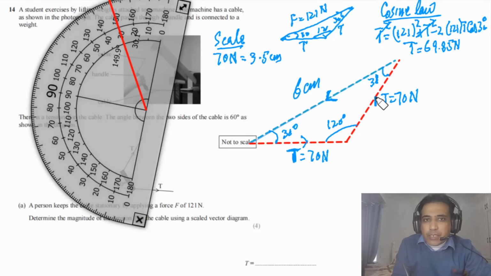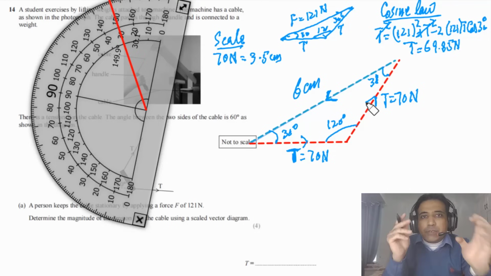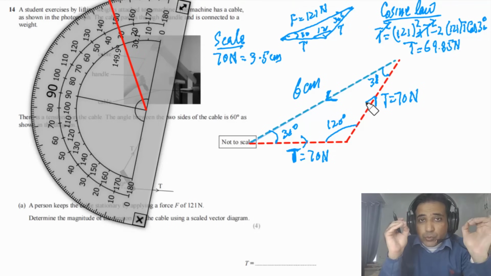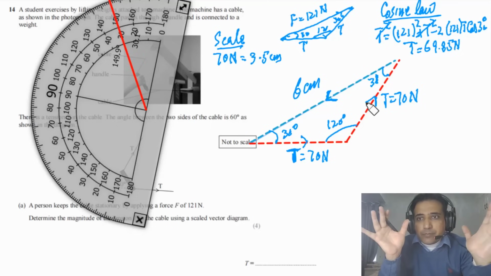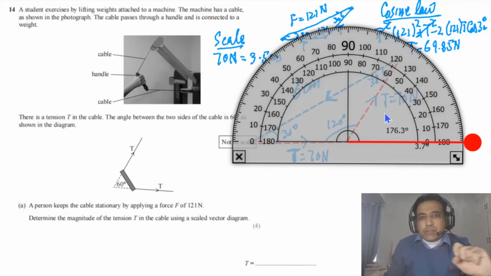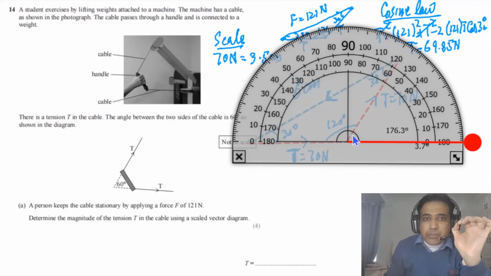This is how you need to sketch. You also need to add an arrow here. We have discussed this one in detail. I hope this one is clear to you. A nice question. If you can master this question, a lot of questions about vector diagrams you can answer by yourself. You can see this angle is about 60 degrees, so this angle is 120 degrees. This is how you can answer. I hope this is clear to you.